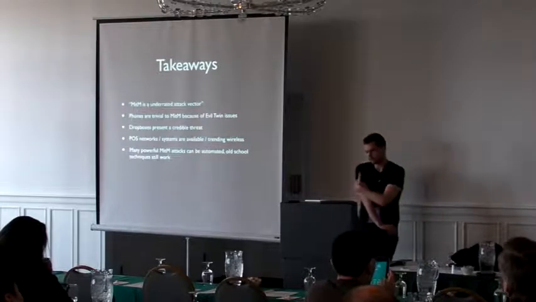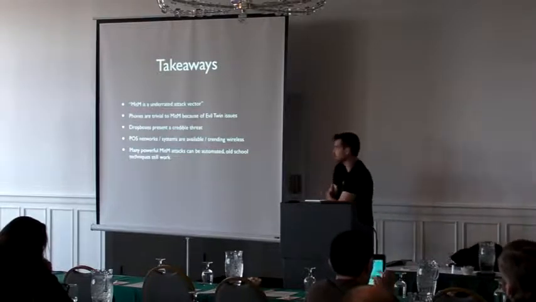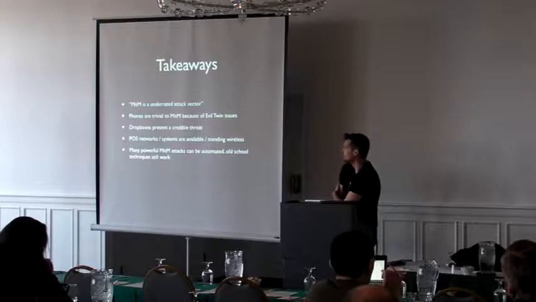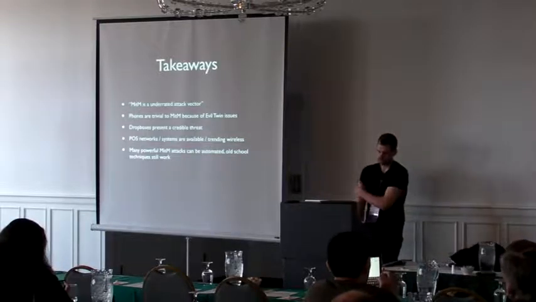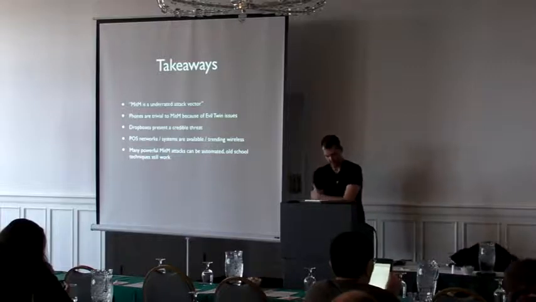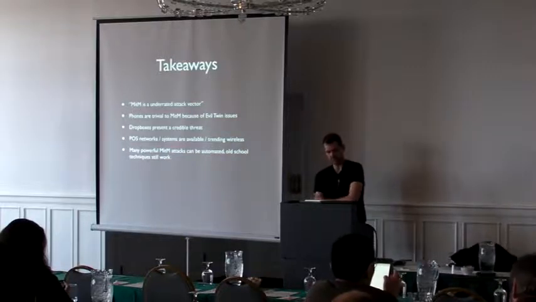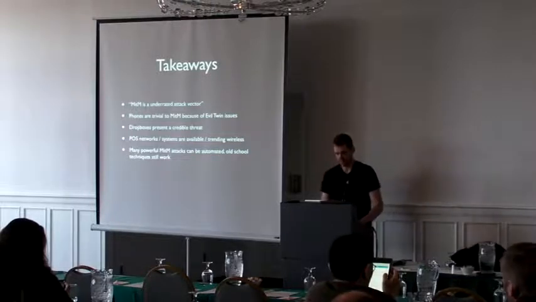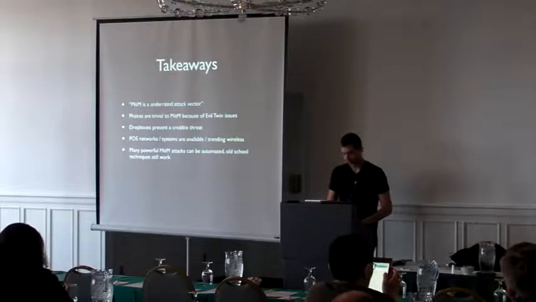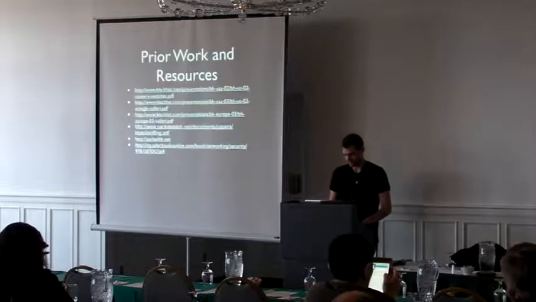I think the takeaways here are that man in the middle is really an underrated attack vector in general. It's easier to target people local to you. POS systems are specifically more vulnerable. Dropboxes provide a credible way to actually get in the middle of networks. And phones specifically are very vulnerable.